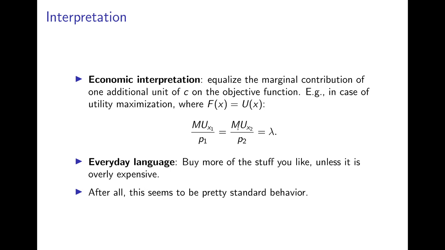And now translated into everyday language, this tells us nothing else than: you should buy the stuff you like unless it is too expensive because the price is high. And after all, this is a pretty standard behavior actually. So it's not completely weird to assume that most individuals behave in a way that they spend their money on things they like, unless these things are overly expensive.